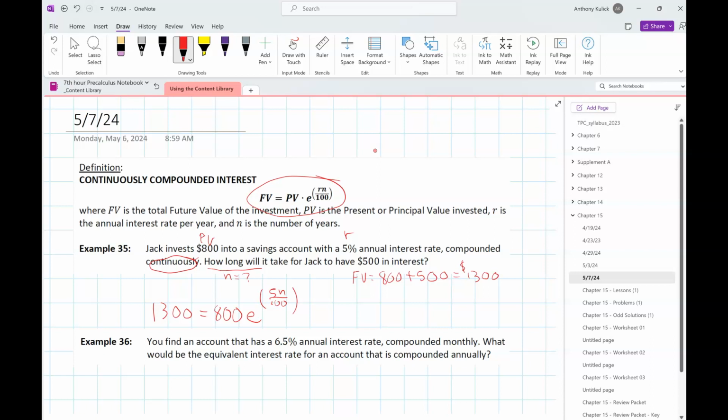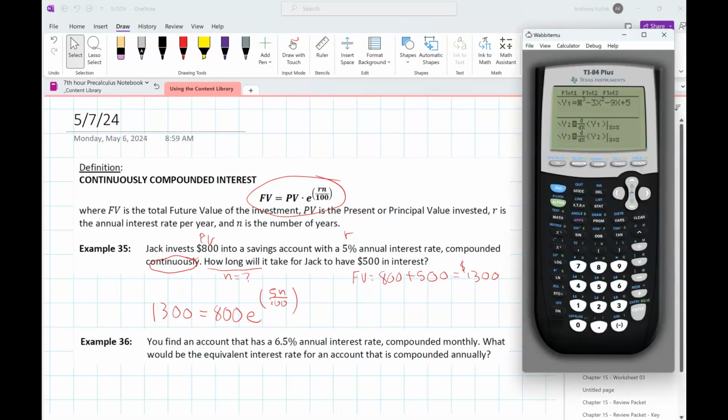How are we going to solve this for n? We want to solve that equation for n. Well, in general, what are we going to do? We're going to graph both sides of the equation and find the intersection. Could you also solve this using logarithms? Absolutely. Do you have to do it that way?